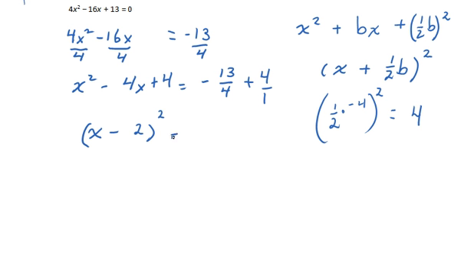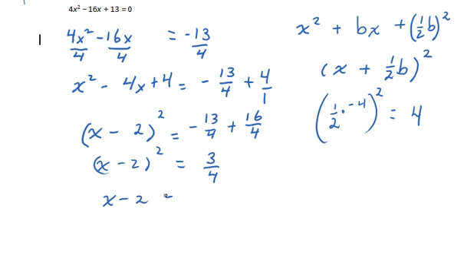The right-hand side, if I write 4 over 1 as 16 over 4, I'll get x minus 2 squared equals 3/4. Thus, x minus 2 is equal to plus or minus the square root of 3/4, or plus or minus the square root of 3 all over 2.